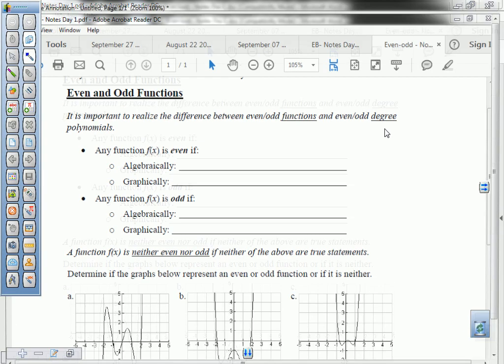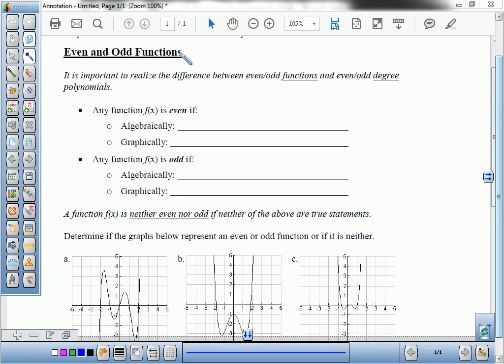Leave me alone, Ryan. Alright, and we're going to talk about odd and even functions in terms of symmetry, not degree.